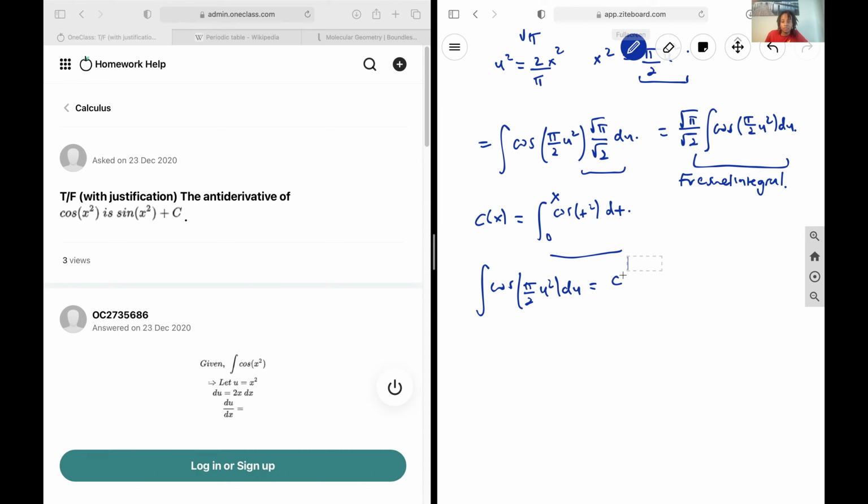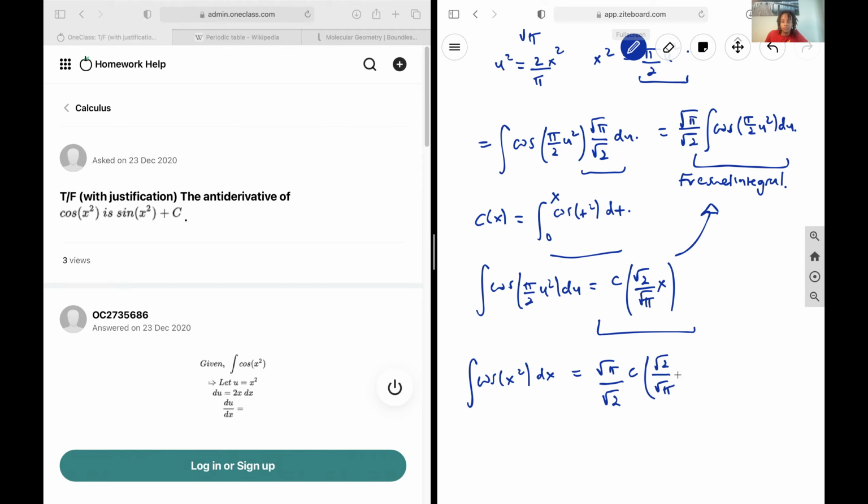C of root 2 over root pi x would be the value of this integral. And so we're just going to plug that in here to get that the integral of cos(x^2) dx is equal to root pi over root 2 times C, which is the Fresnel integral, multiplied by root 2 over root pi x, and then we're going to have our plus c at the end.